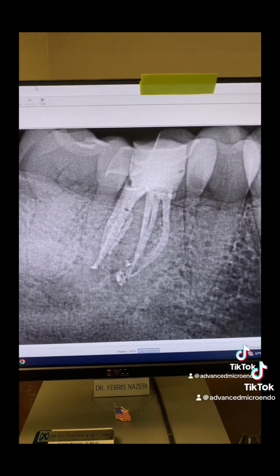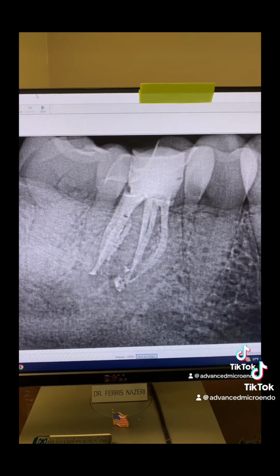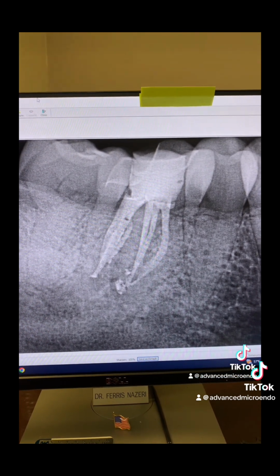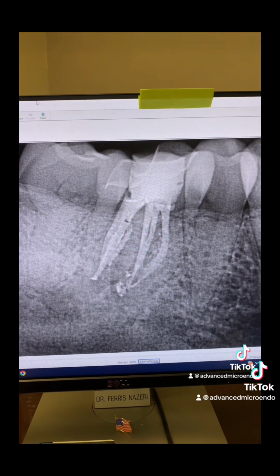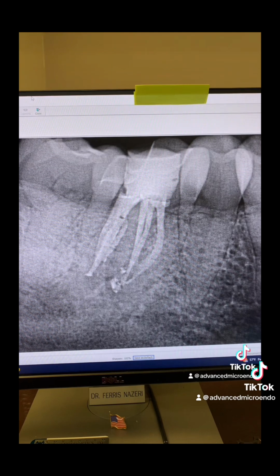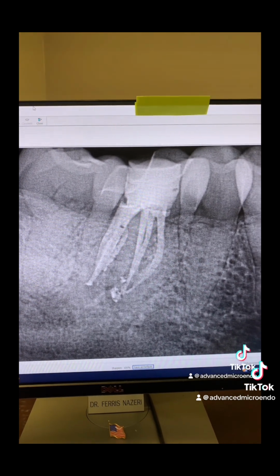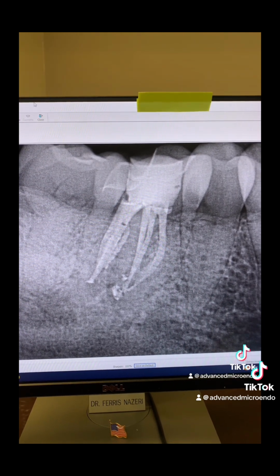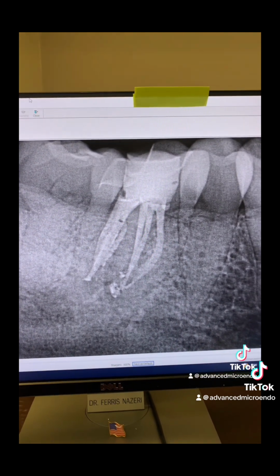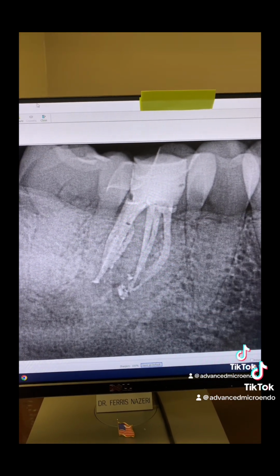And now the rest is up to our body, and we'll hopefully follow up with the patient. The patient will come back to see us in a few months for a post-op check, and then hopefully we'll have success. Although, again, as I always tell my patients, I can't give you a 100% success rate. There is no such thing, especially when we're dealing with microorganisms and their byproducts.